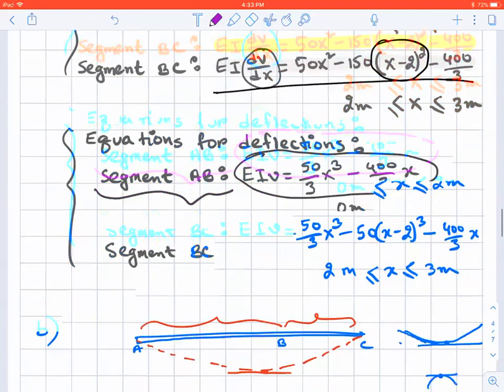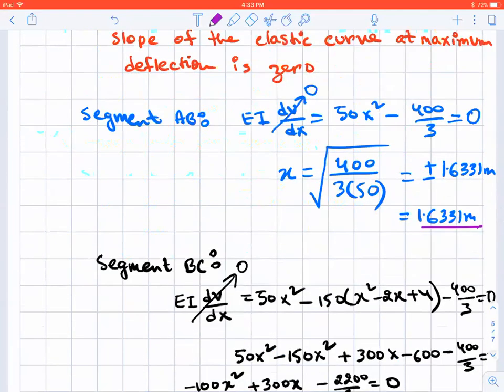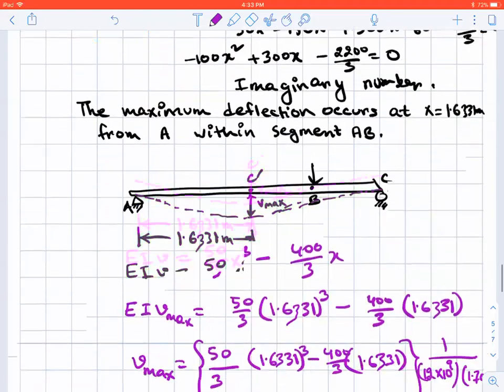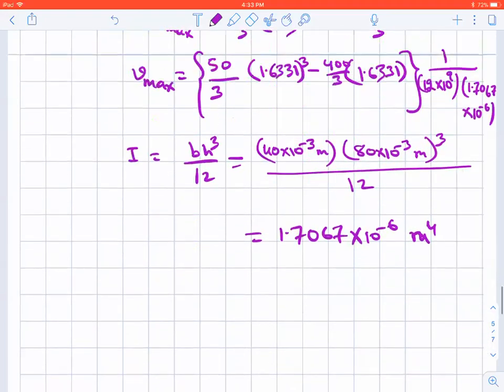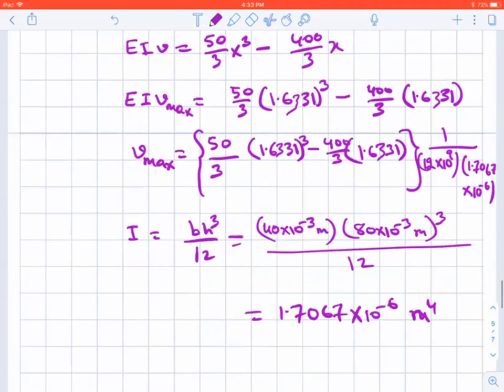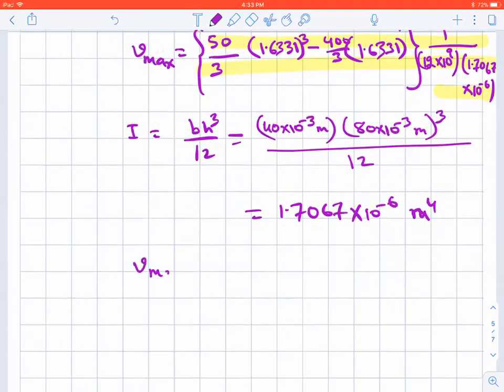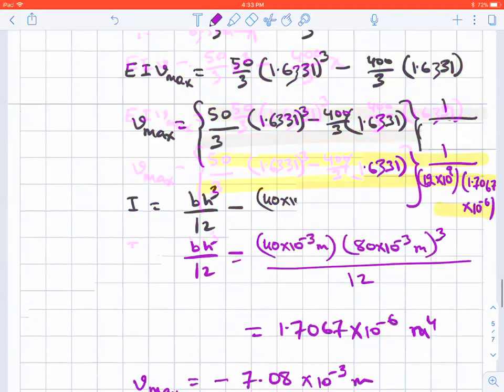1.66339 or not. 400 divided by 3 divided by 50. All right. If you do this entire calculation, the one that I have written, your Vmax will be negative 7.08 times 10 to the power negative 3 meters. Why is it negative? Because the deflection is downwards.